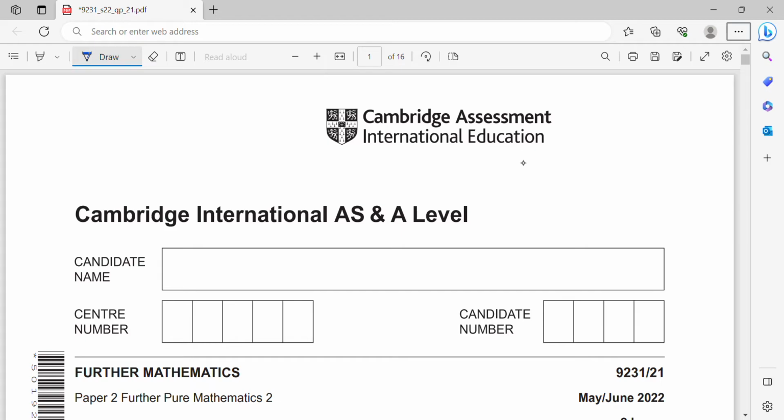In this video, I'm going to show you the solution for Cambridge International AS and A-Level Further Mathematics Paper 2 for May-June 2022, and the code is 9231/21. The questions in this paper are exactly the same as 9231/22. Alright, so let's move on to question 1.